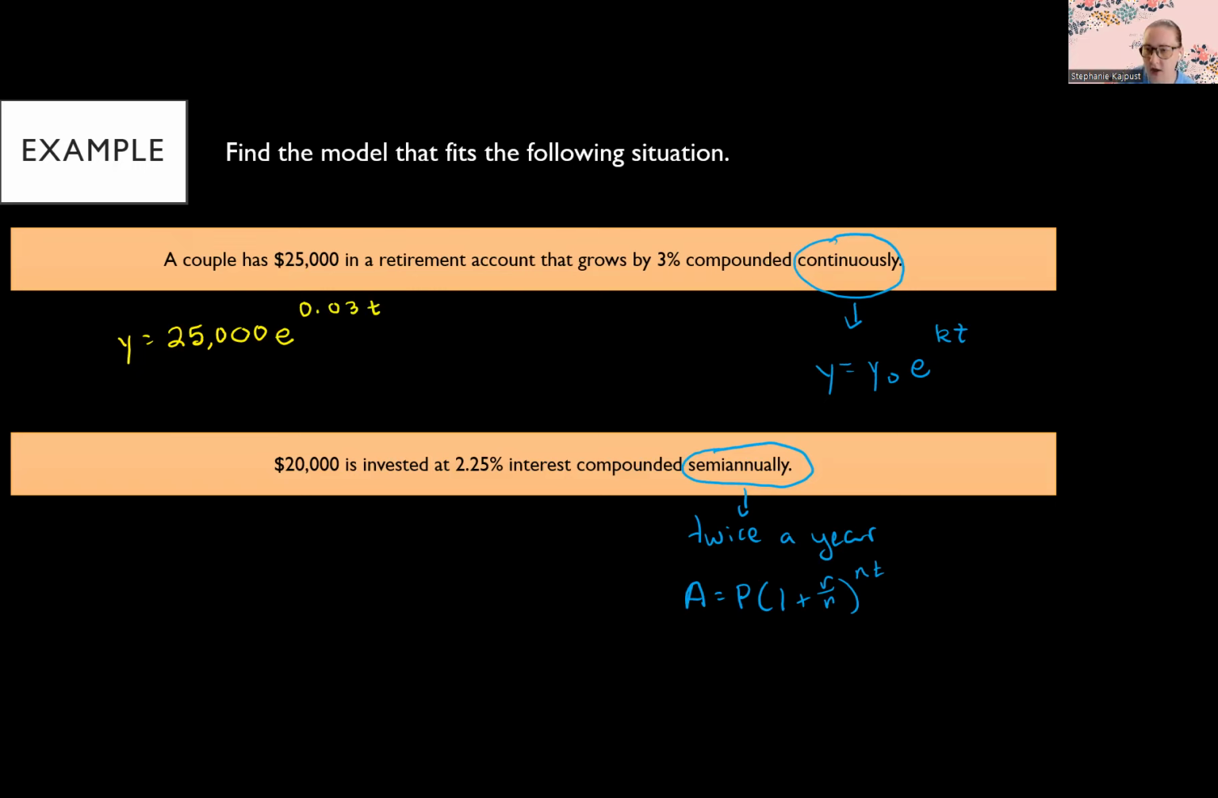0.03 and then t. So once you've determined which of the three forms it takes, then you just need to figure out what is your starting value and then what is the percent. And you can just plug that in. And then that is your model for the situation.